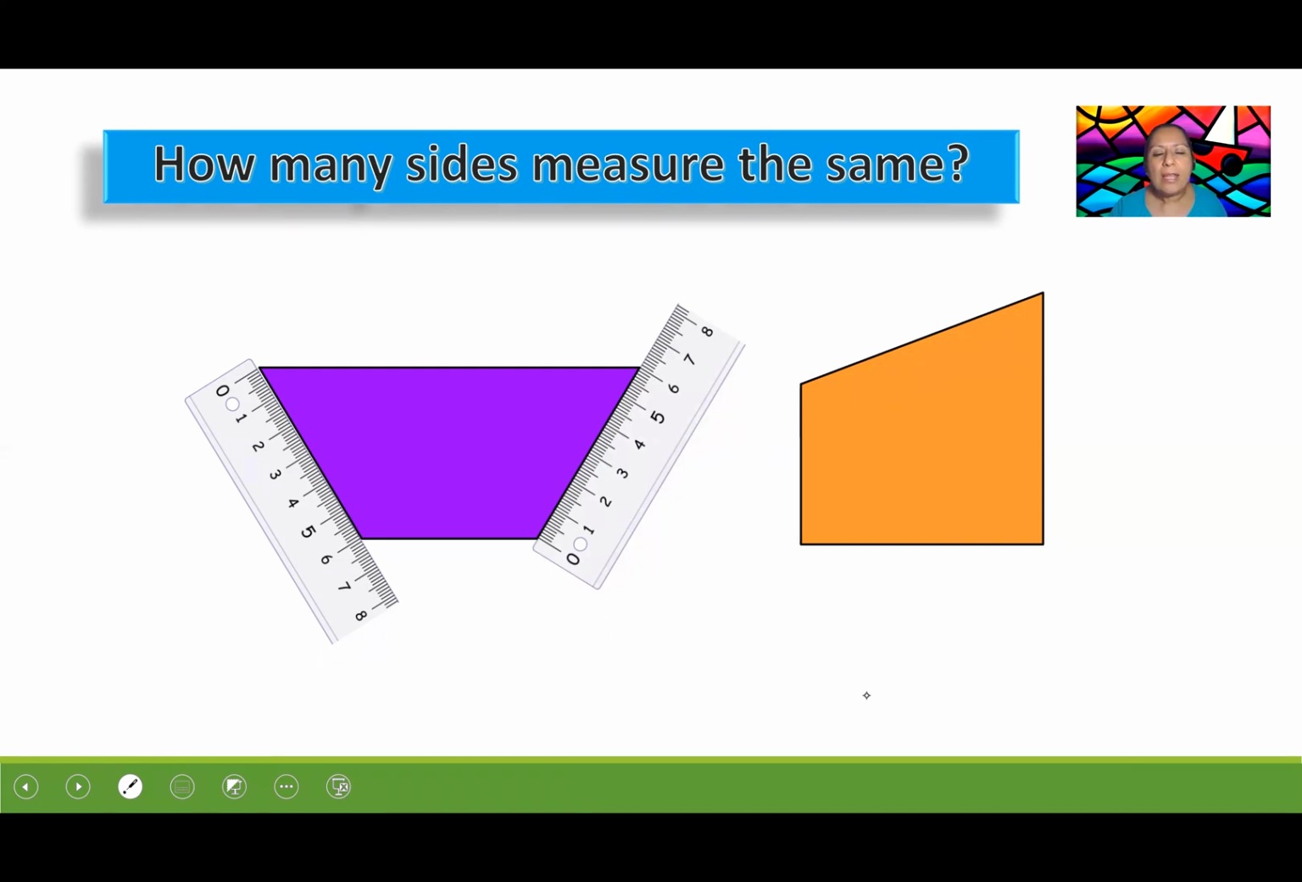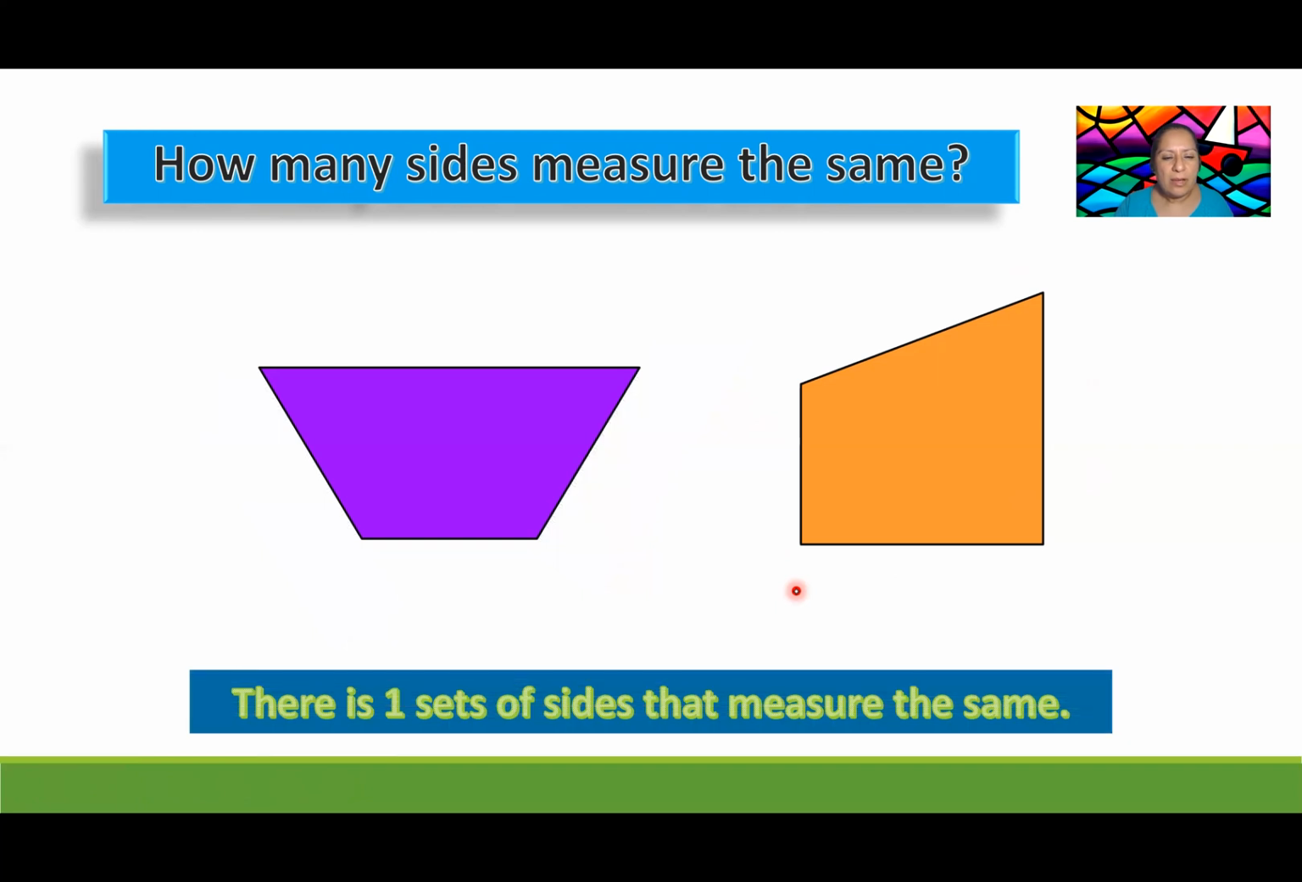So if I look at the other trapezoid, I can see that all the sides have different sizes. So there is no one that measures the same. So this is going to be my answer now. There is only one set of sides that measure the same.